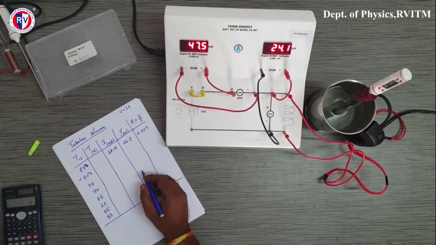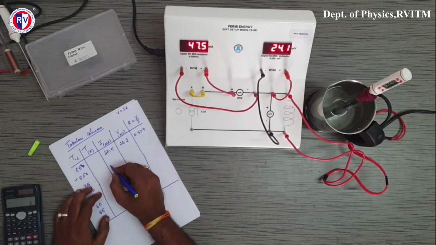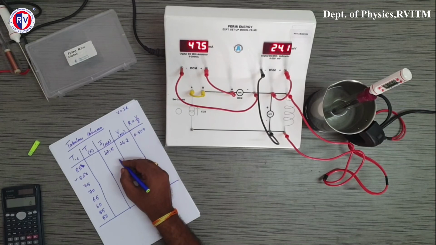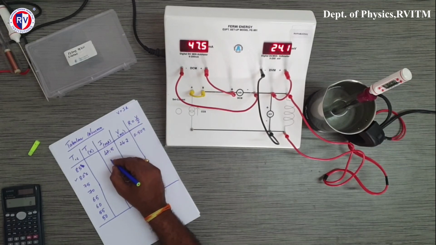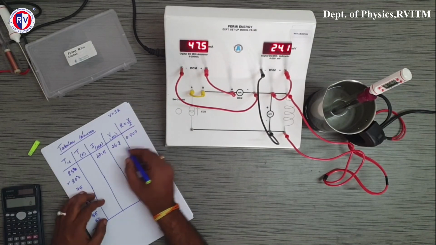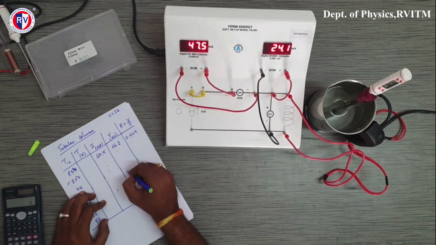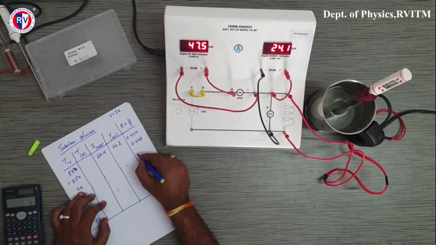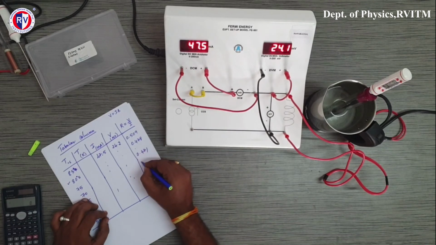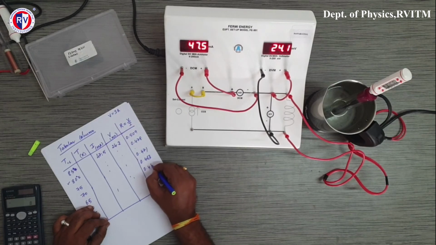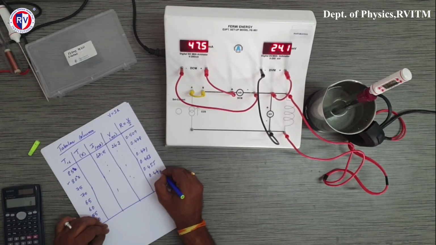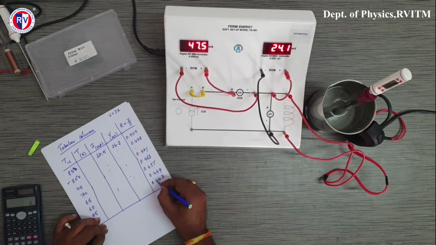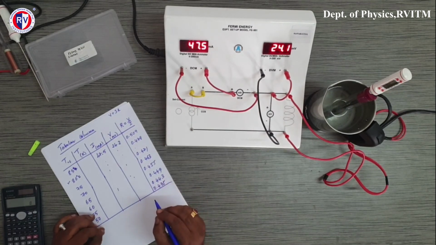For this experiment, we have current and voltage values here like this. For 80 it will be, say for example, reducing. So finally I will consider like this: 0.478 for 80, and 0.471 for 75, and for 70, 0.463, 0.455, 0.449, 0.443, 0.435. Like this you will have the values.